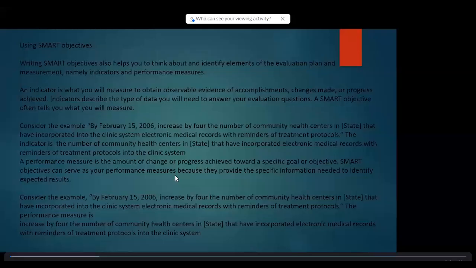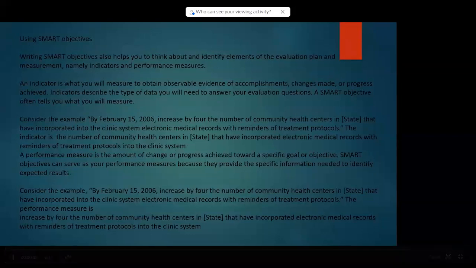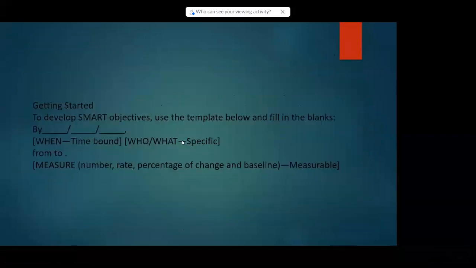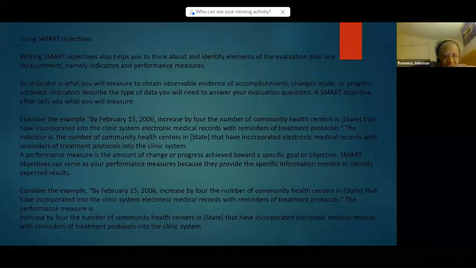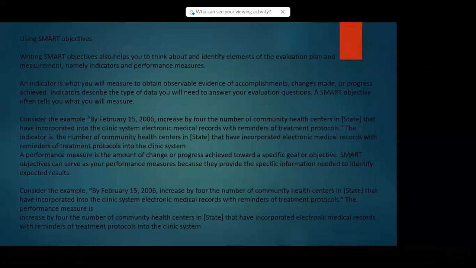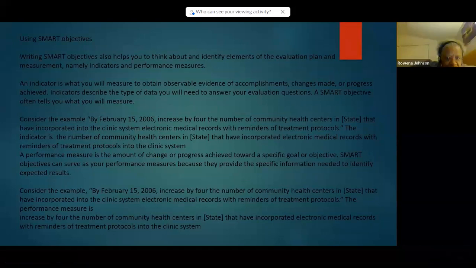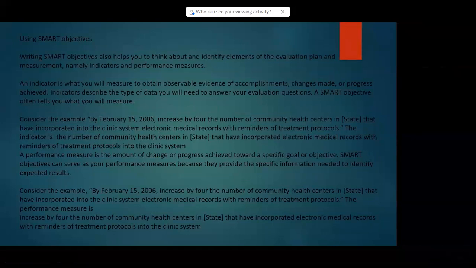So we got backed off. Let's see where we are now. And we're talking about SMART objectives. Let me see, did we go? No. Now that screen, I haven't seen that screen. Yeah, we stopped here. Yeah, I think we were on this one. Okay, and I think we did finish this up to talk about SMART objectives.